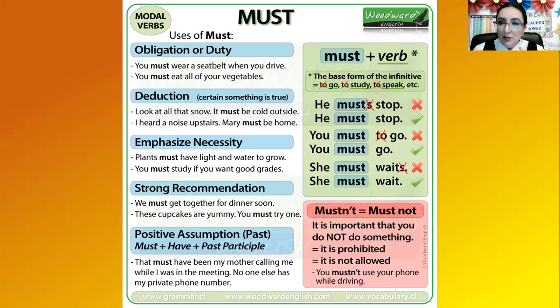Also, yes, we are going to be using must for obligations or duties, but also we are going to be using this tiny word for deductions. I mean, when you are certain something is true. For example, look at all that snow. It must be cold outside. Oh, you are deducing something, okay? I heard a noise upstairs. Mary must be home. Oh, you are deducing something. Oh, I heard the phone. Somebody must answer. That is a deduction, something that you think will happen, okay, as an obligation maybe.